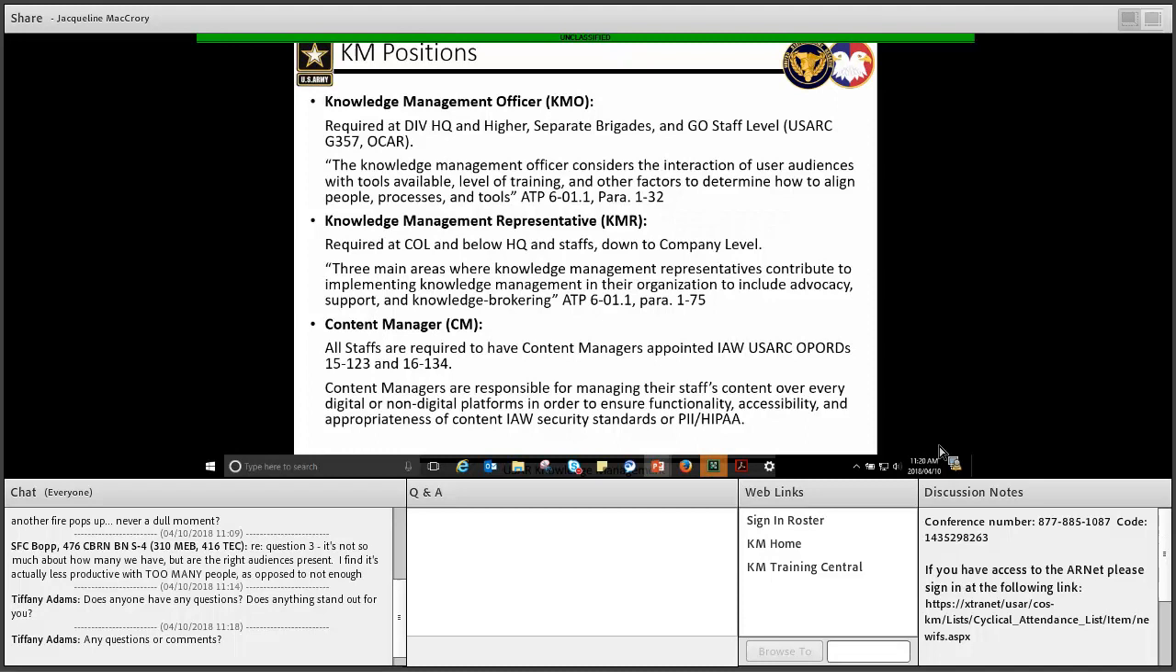So the KMO determines how to best influence the organizational culture to leverage the available tools and ensure that knowledge sharing, efficiency, and knowledge continuity are in place and best support staff operations and mission command. KMOs also lead the organization's KMWG, KM Working Group, in order to best determine its strengths and weaknesses and how to bridge the gaps in knowledge processes. So as you can see, again, it's required at those senior command levels in comparison to KMR, which is more of a requirement at the directorate level.